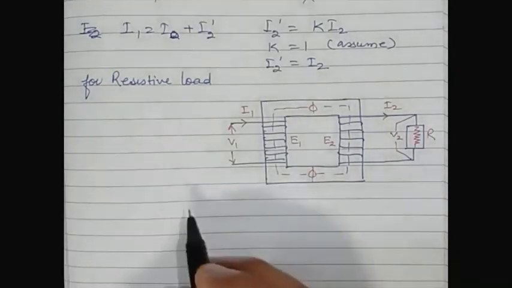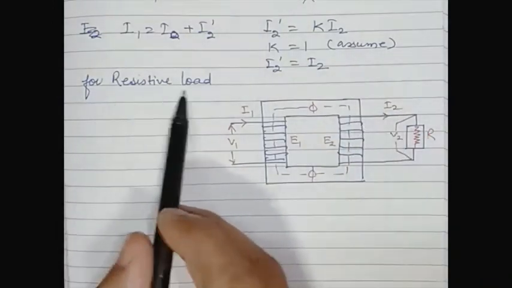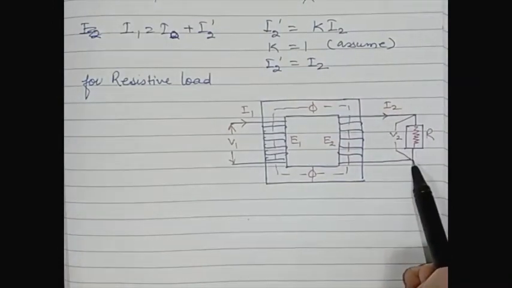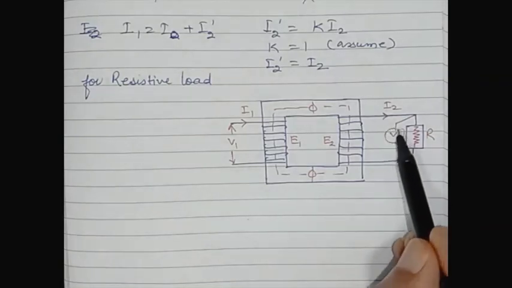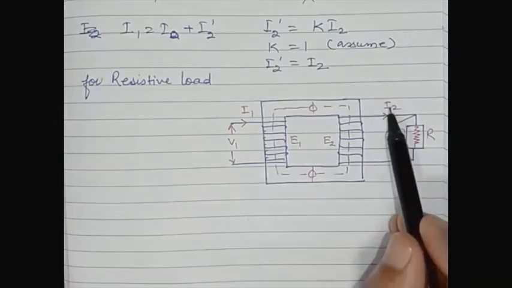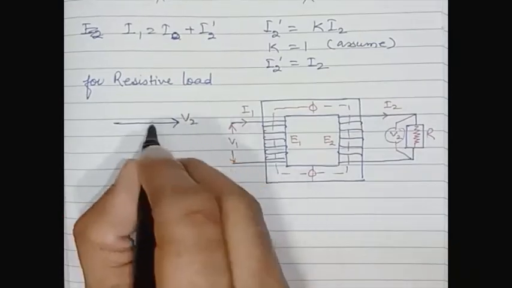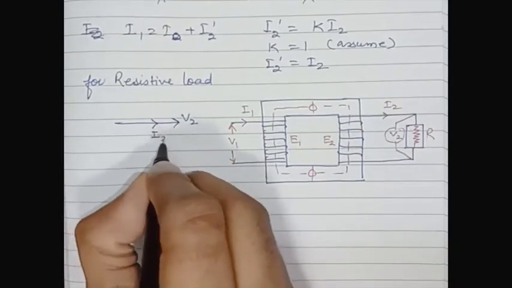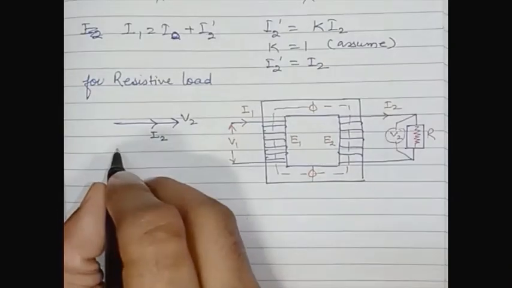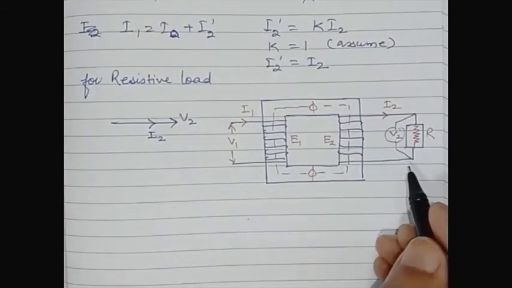Now we are considering one figure for a resistive load. V2 is the terminal voltage, and this is I2, the secondary current. What sort of relation is between them? It is unity. If this is V2, then I2 is in the same direction. The power factor at the secondary side, for the load, is unity.